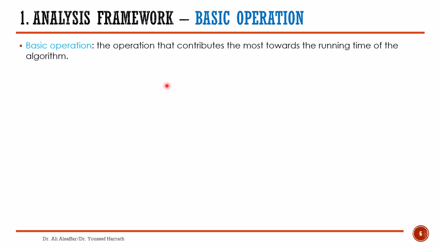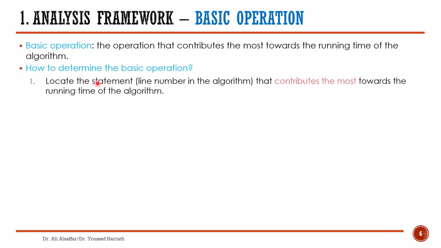Our next discussion is how to identify and find the basic operation of an algorithm. The basic operation is the operation that contributes the most towards the running time of the algorithm. In other words, if the algorithm is spending most of its time executing an operation, then this operation is the basic operation of the algorithm. So what is the guideline that we need to follow to locate exactly where is the basic operation in the algorithm?